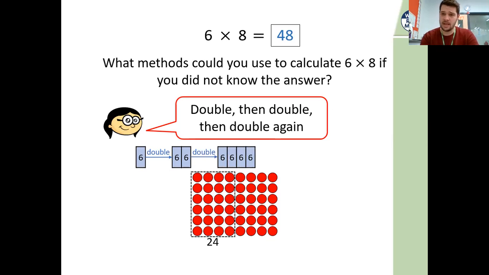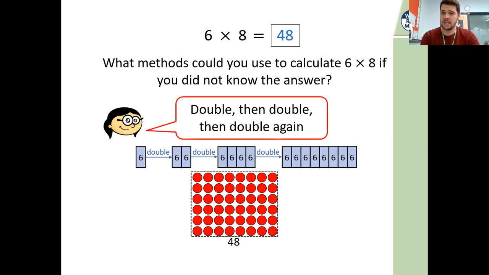If we doubled that again, double 12 is 24. So 6 times 4 is 24. And if we doubled it once more, that would give us 6 times 8. So 24 times 2, double 24, is 48. So double, double, double again.